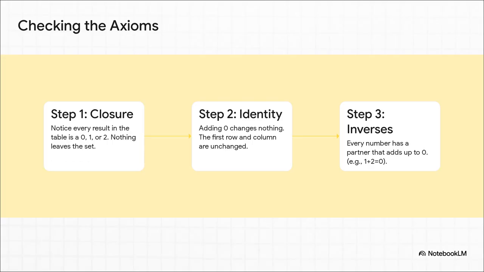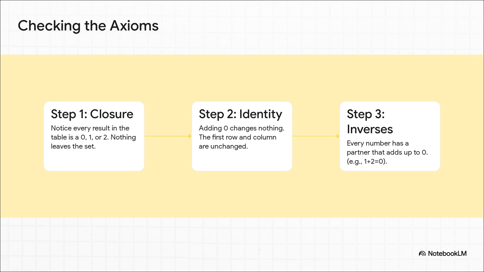So the big question is, does this little system follow our 3 rules for being a group? Let's check them off. Rule 1, closure. Are all the answers in this table a 0, a 1, or a 2? Yep, every single one. We can't escape the set. Check. Rule 2, identity element. Is there a do-nothing number? Well, look at 0. Adding 0 changes nothing.